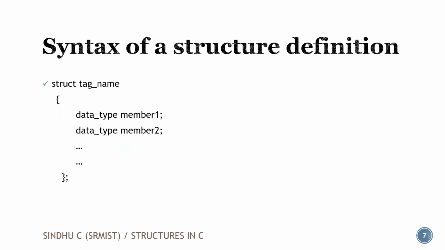So this is the syntax of how a structure is to be defined. We have already seen the example. So struct is the keyword. Then you have the tag name. Inside curly braces, you can define as many members along with their data types. Close the curly brace with a semicolon. So this is how you define a structure.